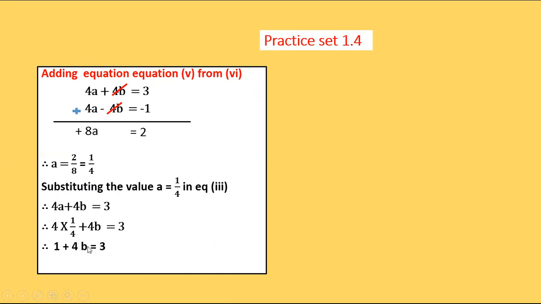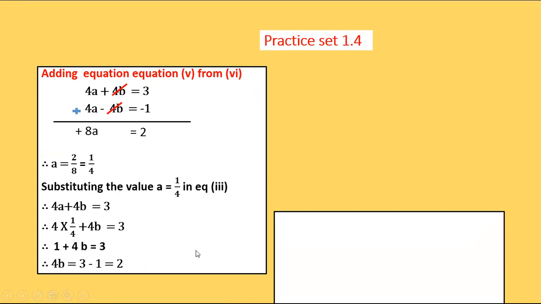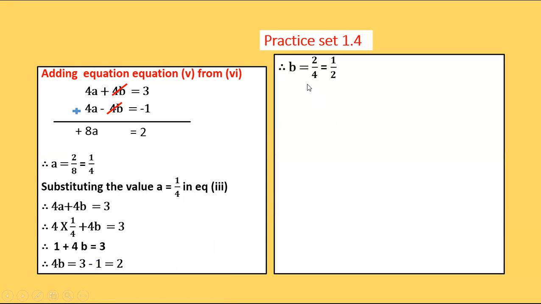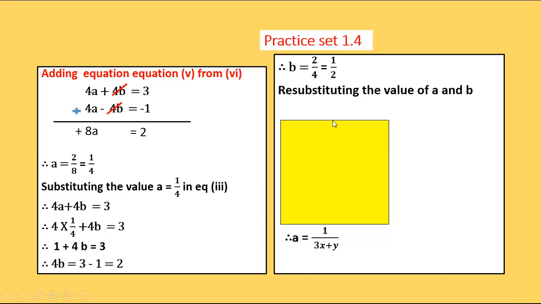4 gets cancelled. 1 plus 4b is equal to 3. 1 goes on the RHS side, then we get minus. 4b is equal to 3 minus 1 is equal to 2. Therefore, b is equal to 2 upon 4 is equal to 1 upon 2. Resubstituting the value of a and b. Therefore, 1 upon 3x plus y is equal to a. The value of a is equal to 1 upon 4. 1 upon 4 is equal to 1 upon 3x plus y.